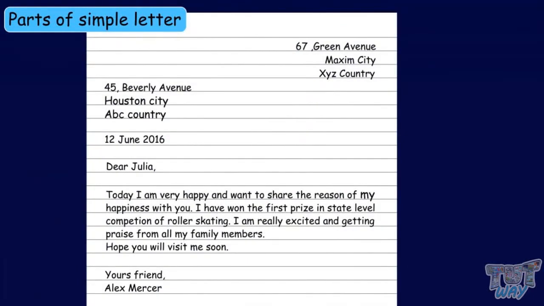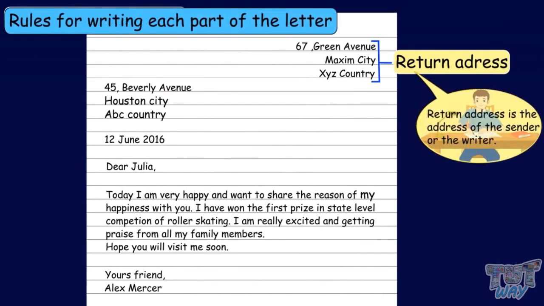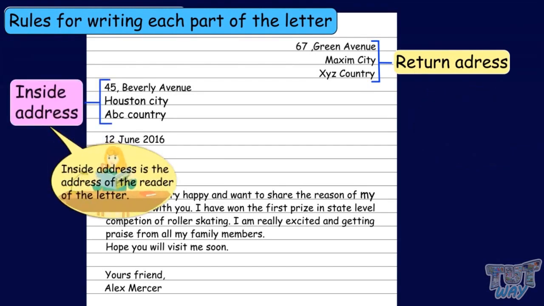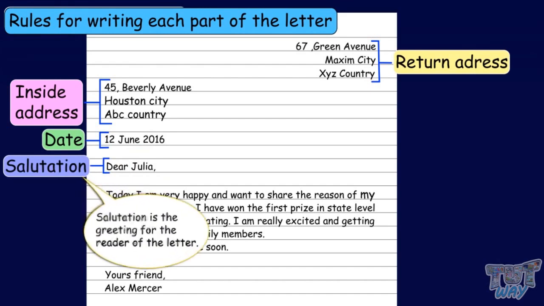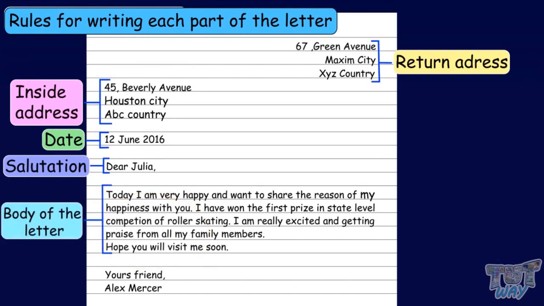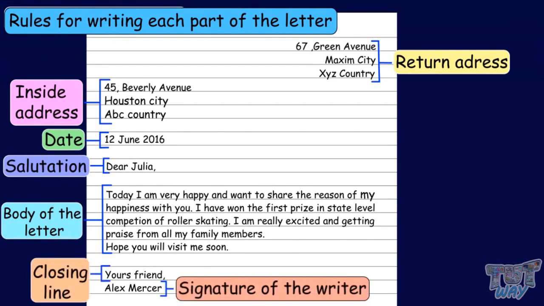Now here we have a simple letter. First we have a return address. That is, the address of the writer of the letter. Next, we have the inside address. That is, the address of the reader of the letter to whom the letter is being written. Next we have the date. Next we have the salutation. That is the greeting for the reader of the letter. Now is the body of the letter, or the main content of the letter. This is the closing line. Next is the writer's signature.